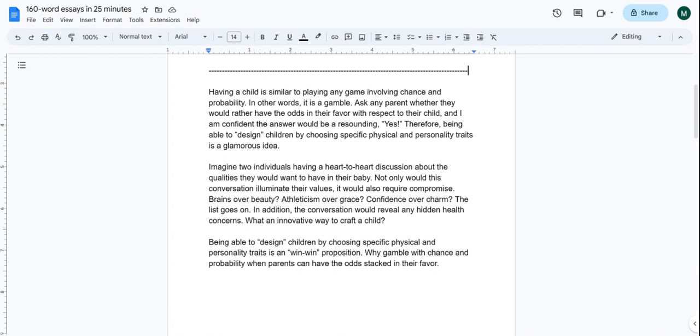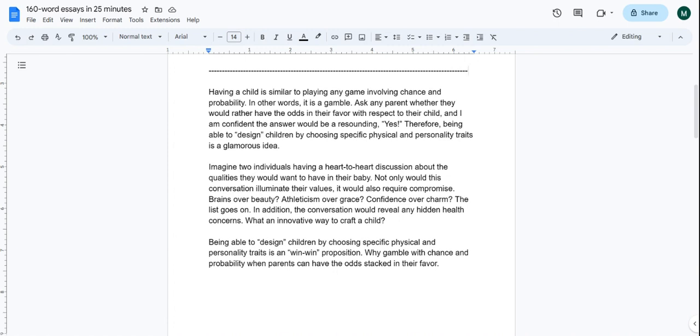Having a child is similar to playing any game involving chance and probability. In other words, it is a gamble. Ask any parent whether they would rather have the odds stacked in their favor with respect to their child, and I'm confident the answer would be a resounding yes. Therefore, being able to design children by choosing specific physical and personality traits is a glamorous idea. Imagine two individuals having a heart to heart discussion about the qualities they would want to have in their baby.